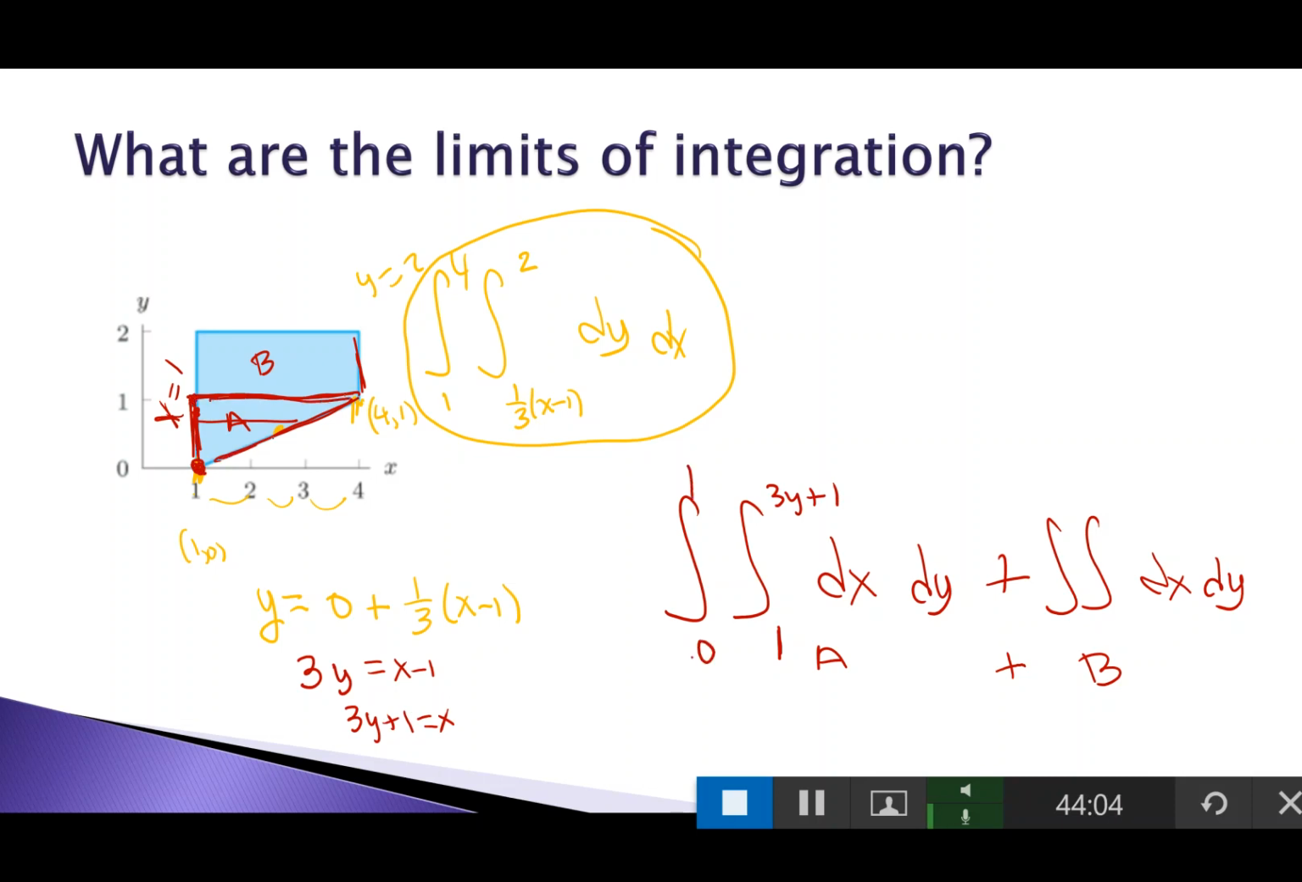So there's the bottom piece. And the top piece is a rectangle, so it's going to be quite easy. My x value starts at 1 and ends at 4. And my y value starts at 1 and ends at 2. So in this direction, I've got to do two separate pieces because my right-hand side is defined by two separate functions. However, if I did it with dy first, then it's much easier to work.